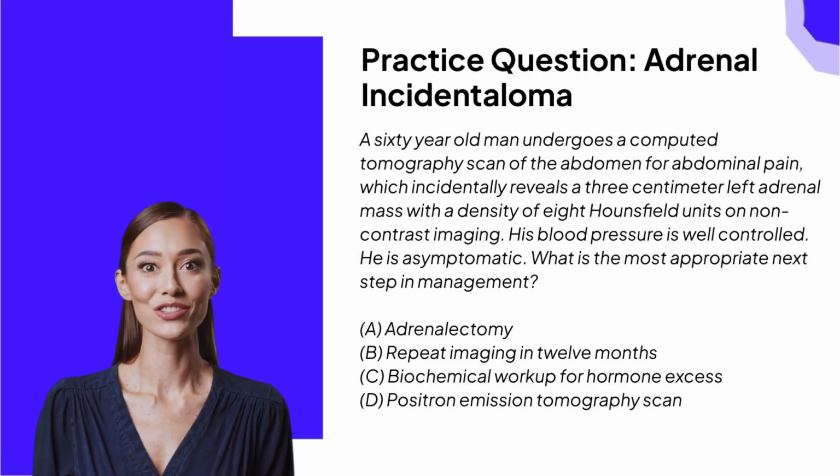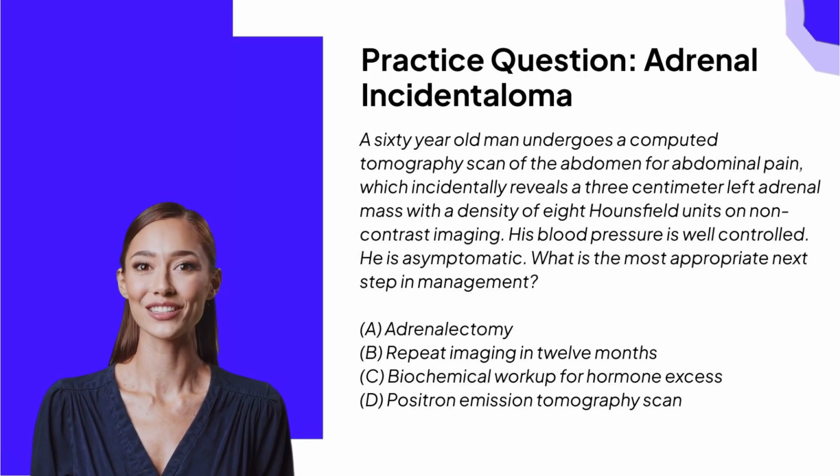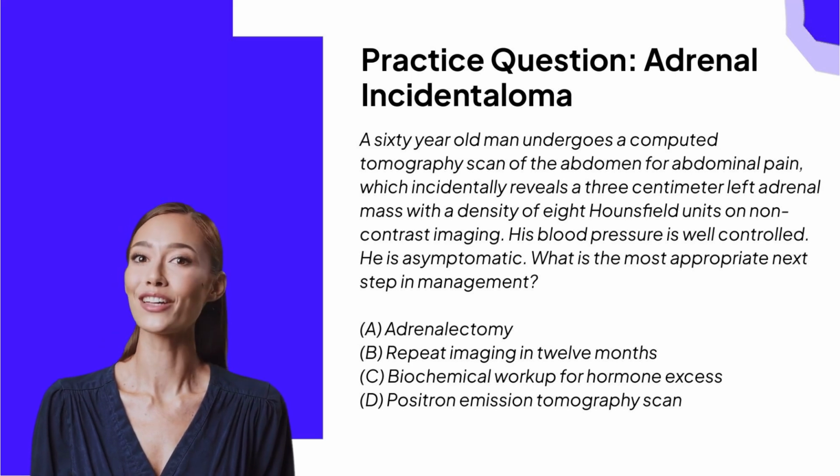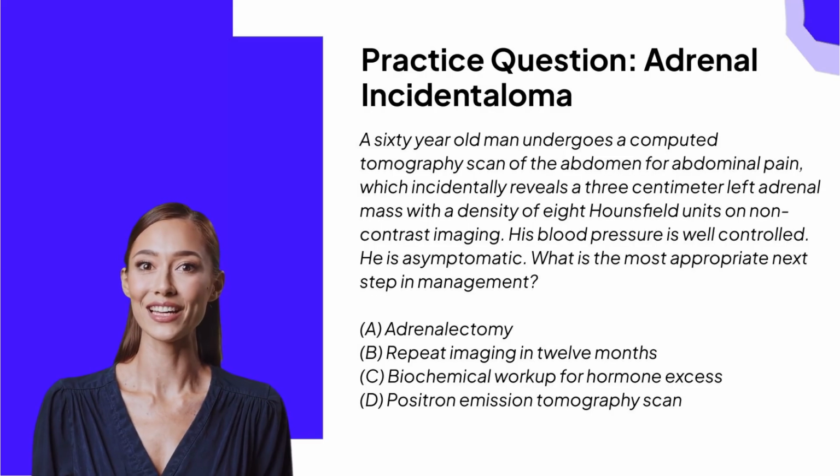Here is practice question 3. An adrenal mass is found incidentally on a scan. It is 3 centimeters with low Hounsfield units, which suggests a lipid-rich adenoma. The patient is asymptomatic with normal blood pressure. Think about what the next step should be.